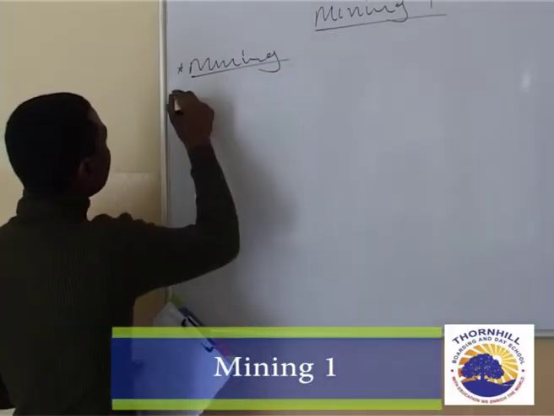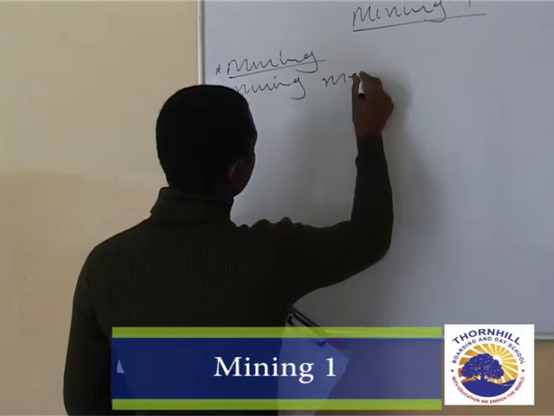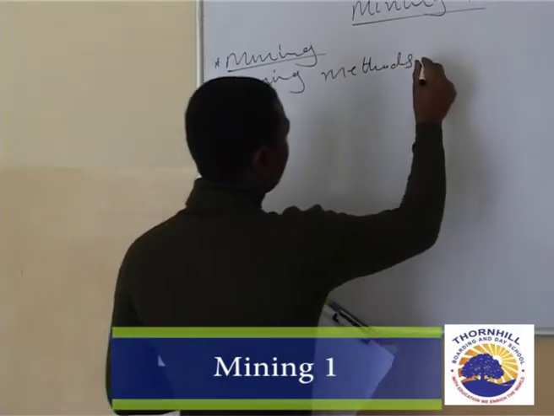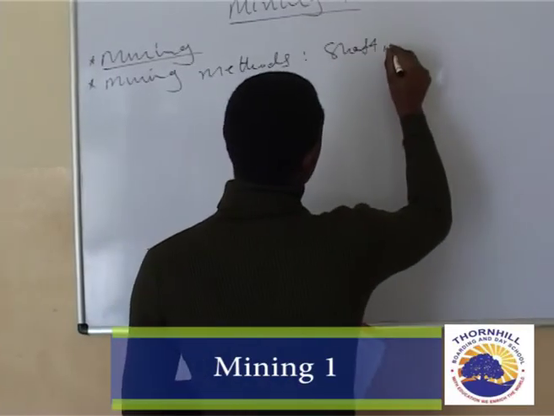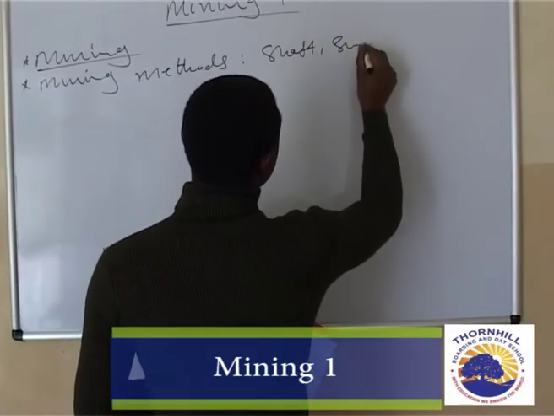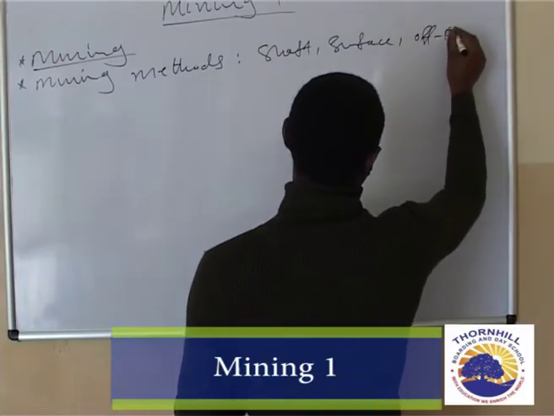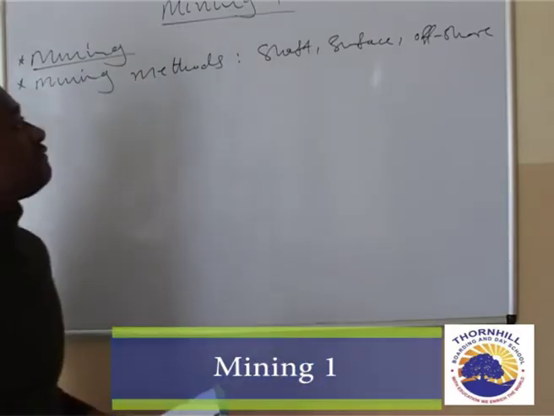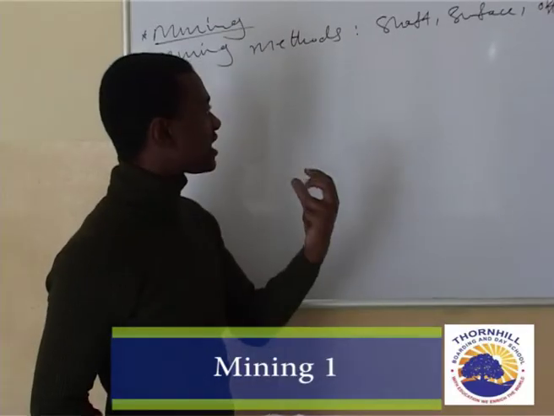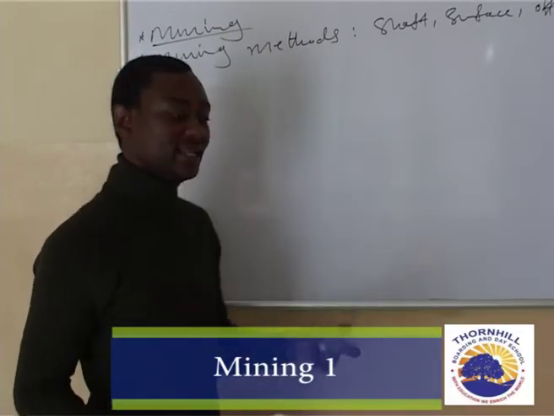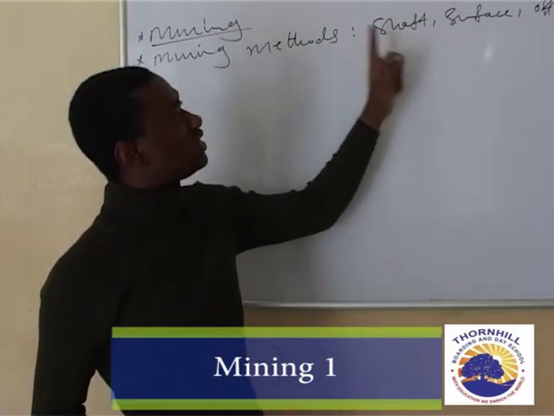Now, we're going to look at mining methods. Mining methods, we have shaft, we have surface, we also have offshore. So these are the types of mining methods that we have, the methods that are used to get the minerals from underground. Number 1, we have shaft mining. Shaft mining is where they go underground to get the minerals. Shaft mining is also called underground mining, also called deep mining.